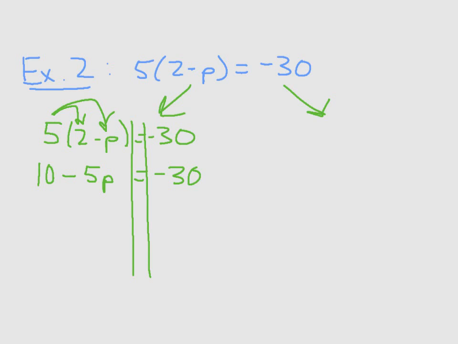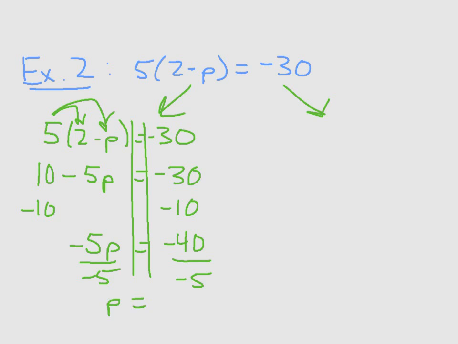So now the furthest thing away is a positive 10. So then I need to subtract 10 to both sides. So 10 minus 10 leaves me with 0, so I'm left with negative 5p. And negative 30 minus 10 is negative 40. Then, negative 5p equals negative 40. I need to undo multiplication of negative 5 to p, so I need to divide both sides by negative 5. So negative 5 divided by negative 5 is p, and negative 40 divided by negative 5 is 8.